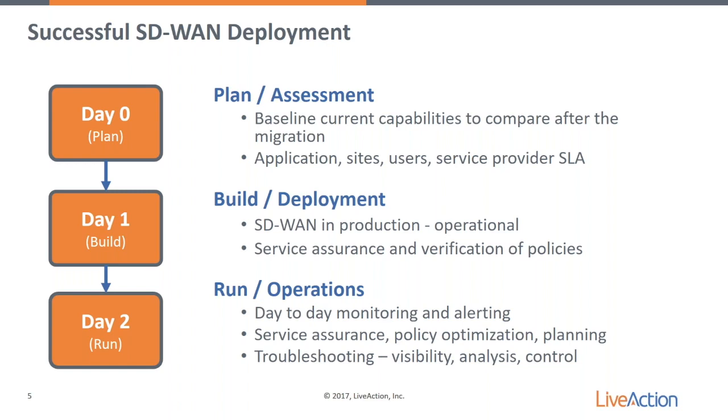And then the last step is, once you have it operational, how do you monitor this day-to-day, the alerting? And then at some point, you're going to have to see if the policy needs to be optimized. You also need to do capacity planning to understand if you want to increase bandwidth for a certain service provider, and are you getting the SLAs from a certain service provider? Because with SD-WAN, you get a lot more metrics and visibility into that as well. And the last piece is troubleshooting through visibility, analysis and control. So that's the pattern we see.